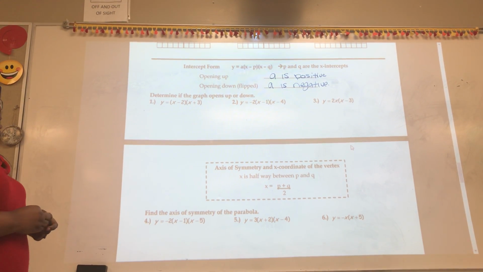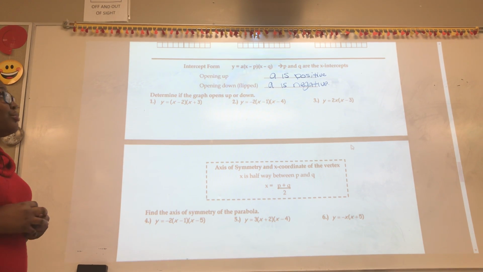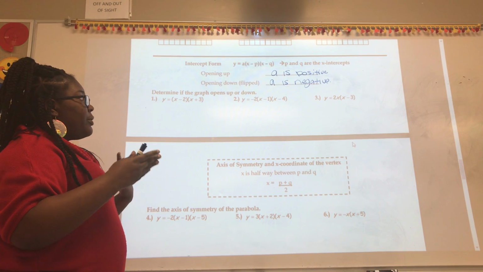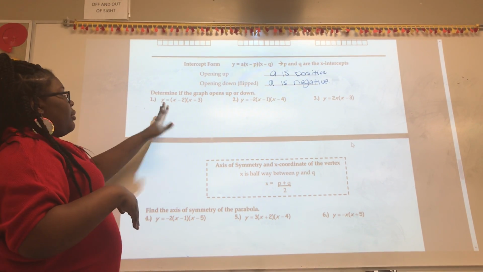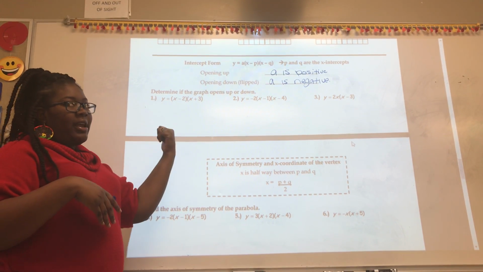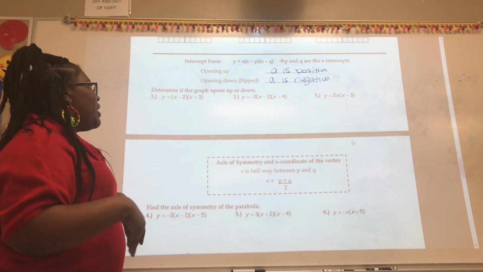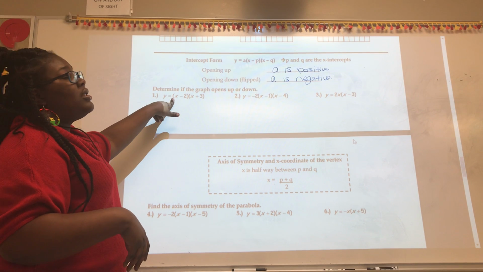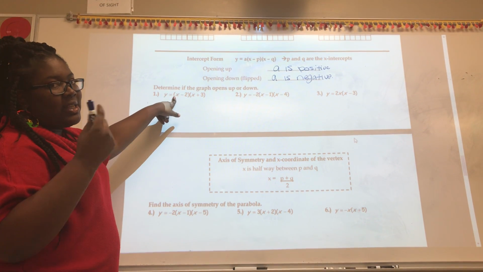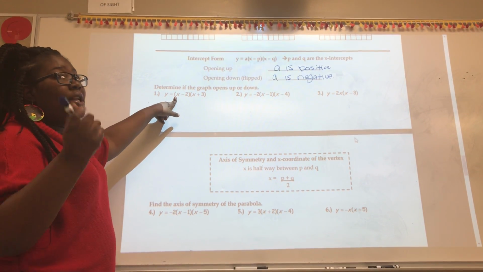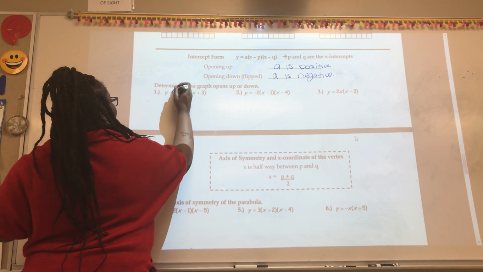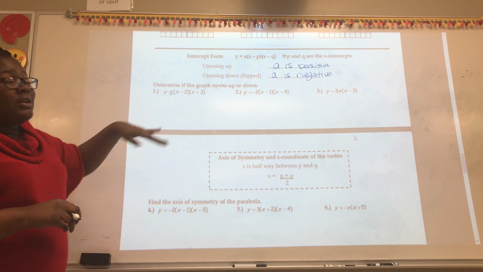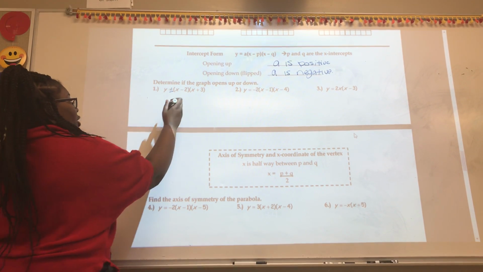Determine if the graph opens up or down. I'm going to model the first one. To determine if the graph is opening up or down, I need to look at my a. But Ms. Barnes, this one doesn't have an a. What am I going to do? Well, it does have an a. Even though there's nothing there, we must assume that there's a 1 in front because everything is technically to the 1 power, even if we do not put it to the 1 power. So we're going to have 1 right there. That 1 is positive, not negative, so we know that that is going to be opening up.